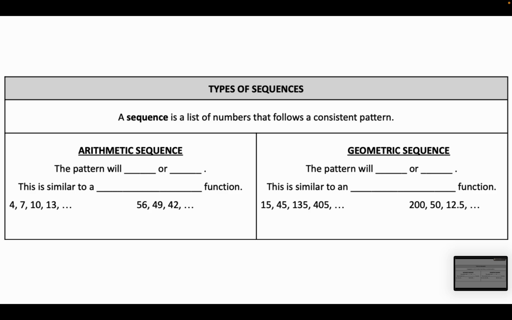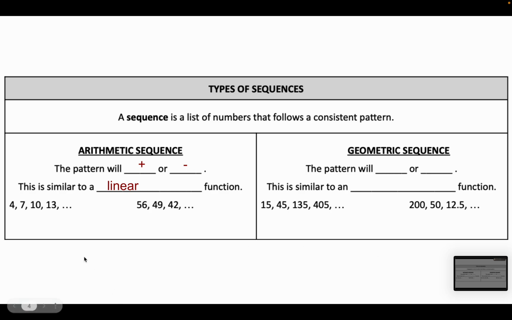So the two main types of sequences are arithmetic sequences and geometric sequences. In an arithmetic sequence, the list of numbers will have a pattern, and that pattern will always be either adding or subtracting. And arithmetic sequences are really similar to linear functions, right? So when you graph an arithmetic sequence, it makes kind of like a straight line.